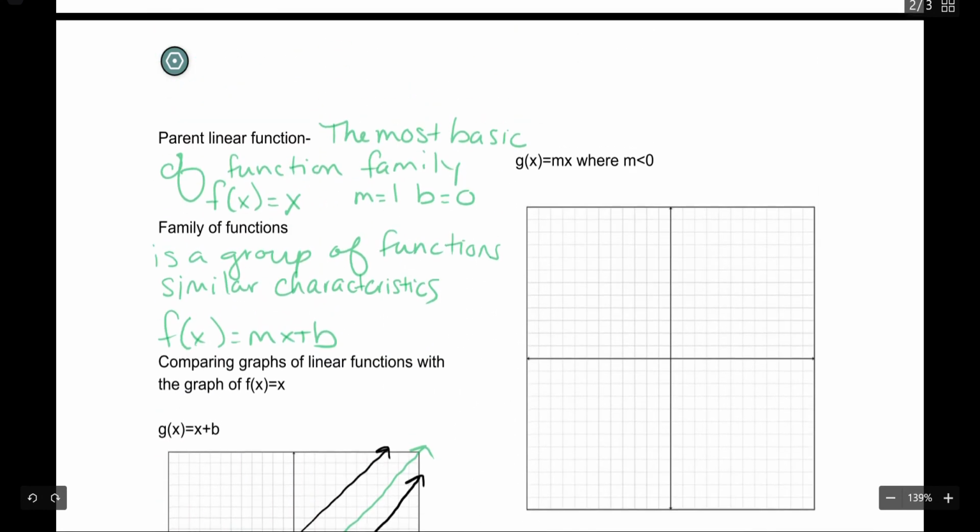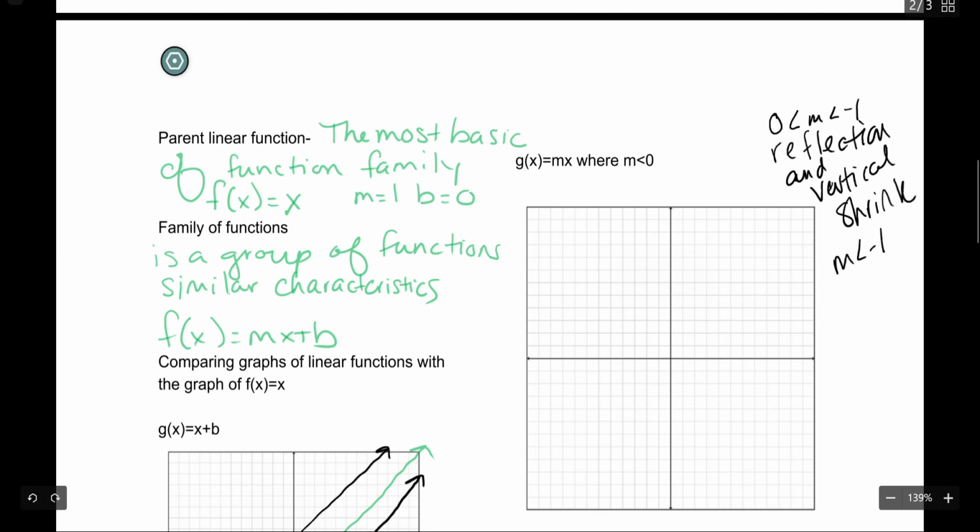Okay, same thing if it's less than 0. The only thing that's different is we're going to say that these are reflections. So if it's between 0 and -1, these are a reflection and vertical shrink. If it is less than -1, it is a reflection and vertical stretch. If it's equal to -1, it's just a reflection.